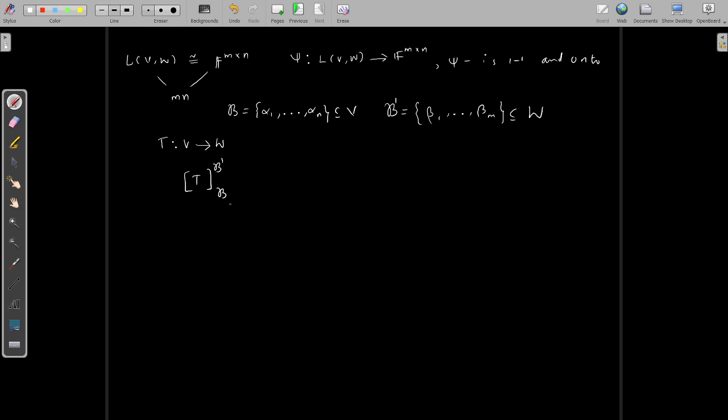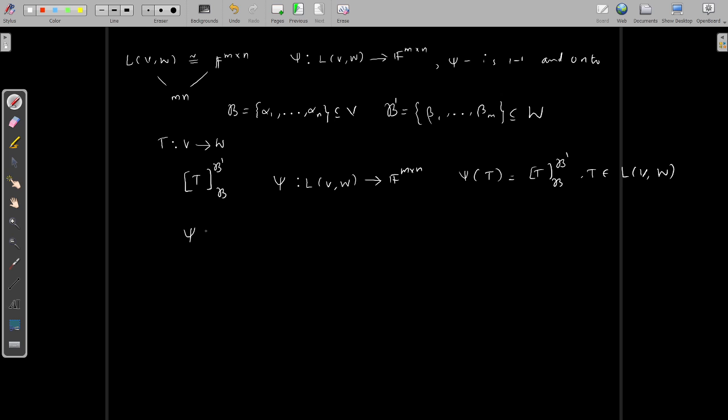Then this would help us to define a linear transformation from L(V,W) to the set of all matrices F^(m×n), because this matrix is always an m by n matrix. So we define psi of a linear transformation T in L(V,W) as the matrix of T relative to the bases B and B prime. This is for all T belonging to L(V,W). First we'll prove that this is a linear transformation.